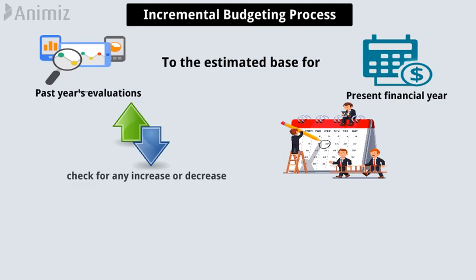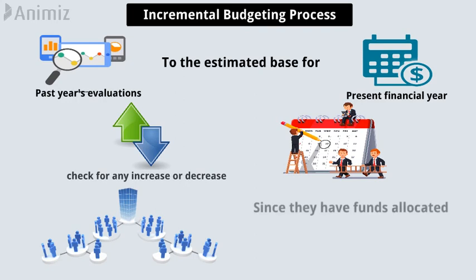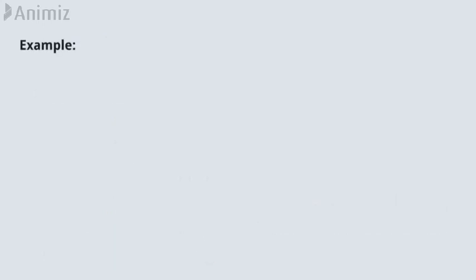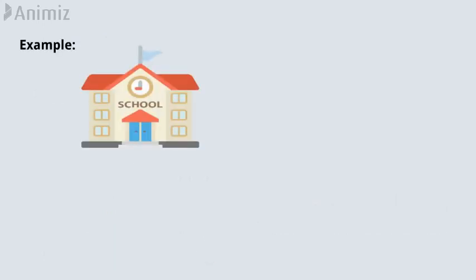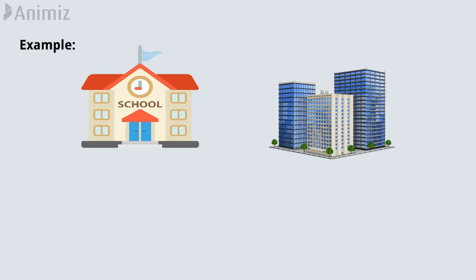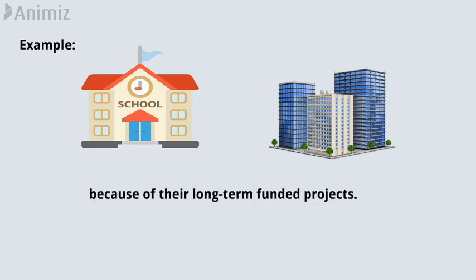year. This incremental budget model works well for broad organizations, since they have funds allocated and experience minor fluctuations. The best incremental budgeting example would be educational institutes and organizations, because of their long-term funded projects.